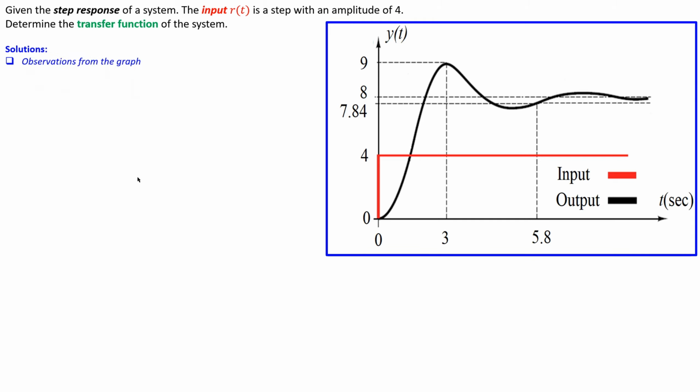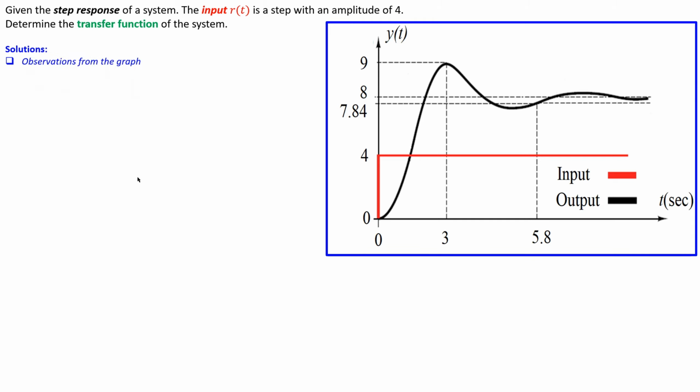So let's use this in our analysis. This is a second order system. The steady state value of this system, y at infinity, is 8. You can see that here. It's already given. I can also see that the settling time, TS at 2% criterion, is 5.8 seconds. You might ask, how can I determine that?